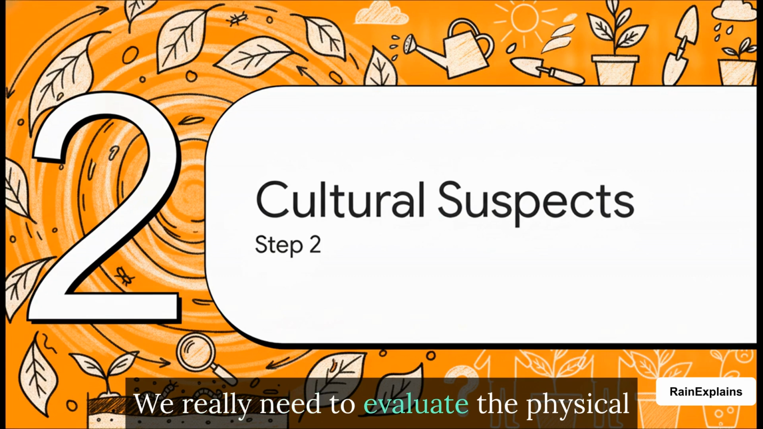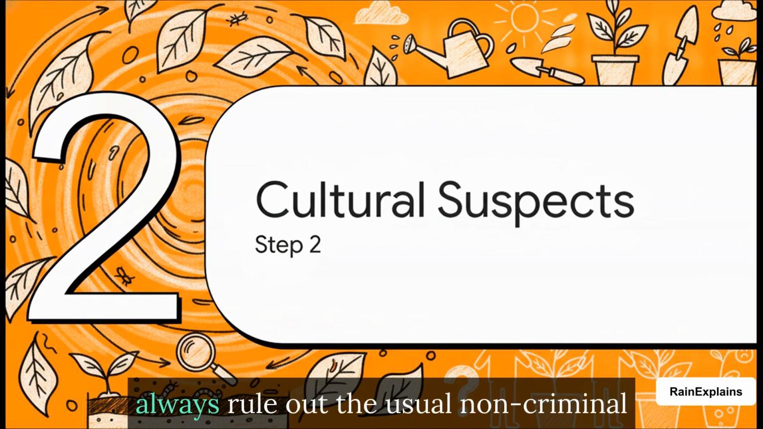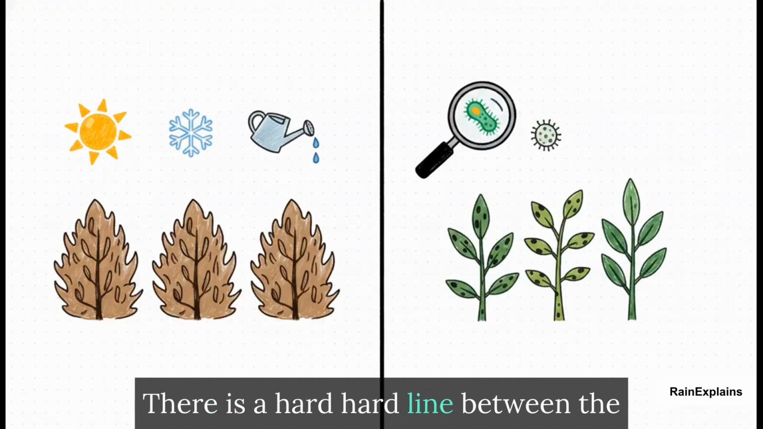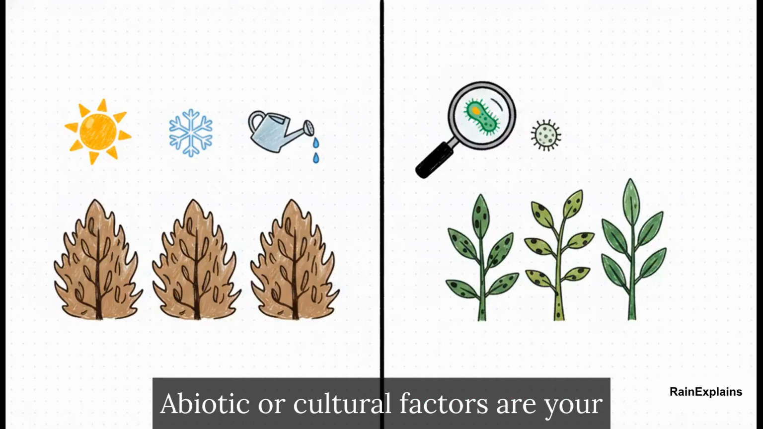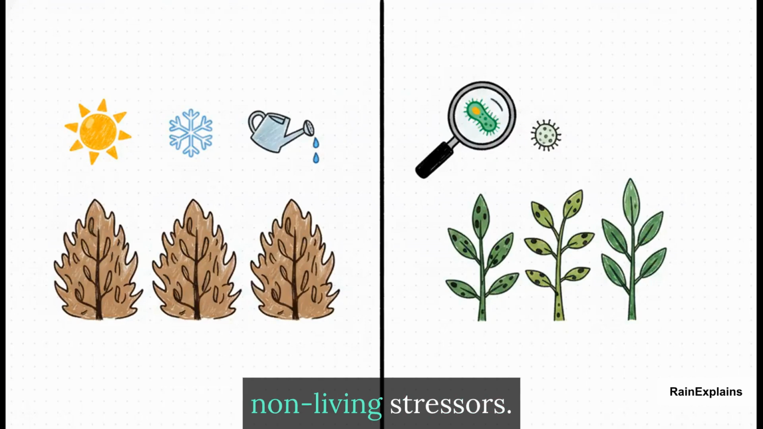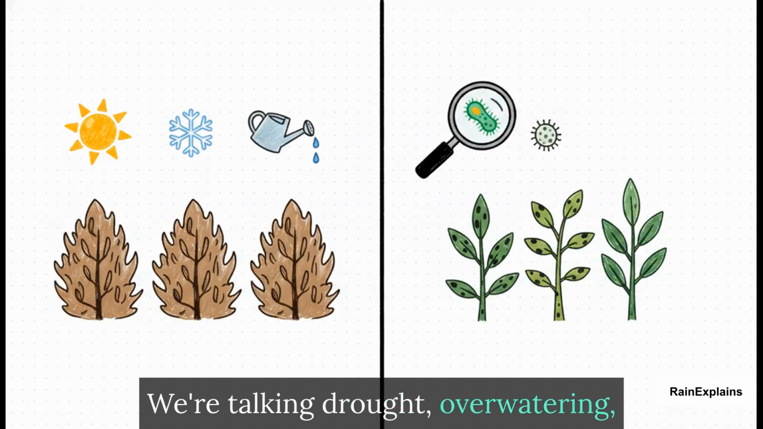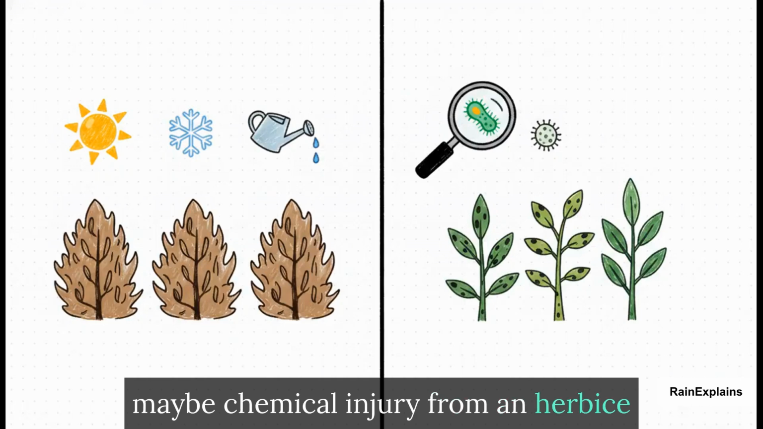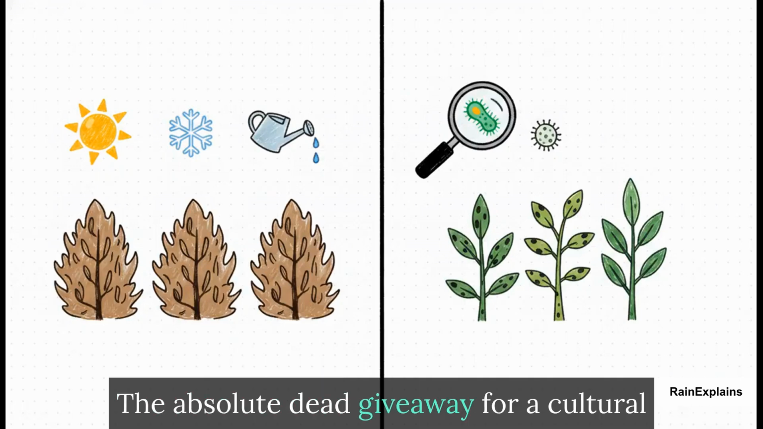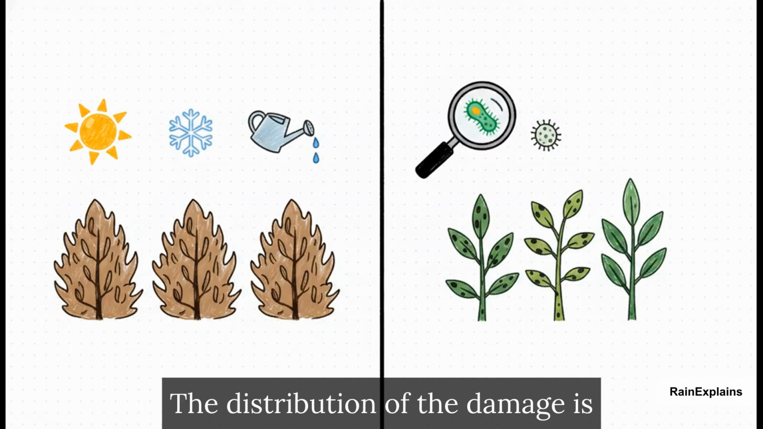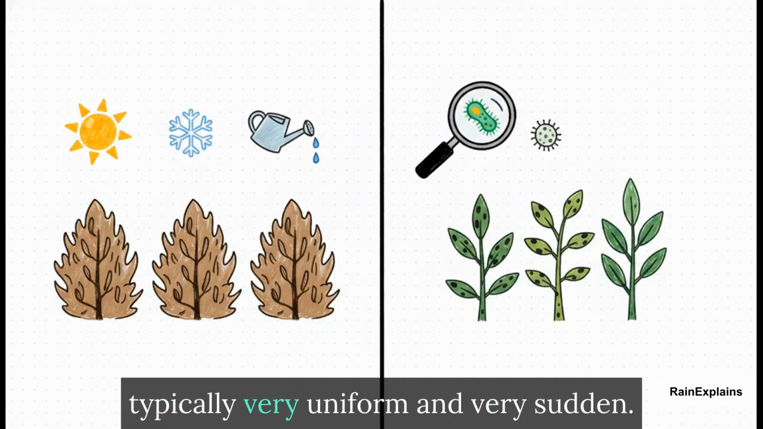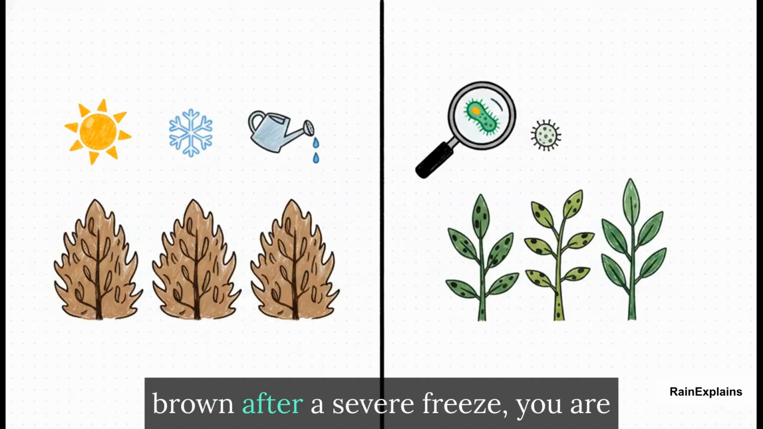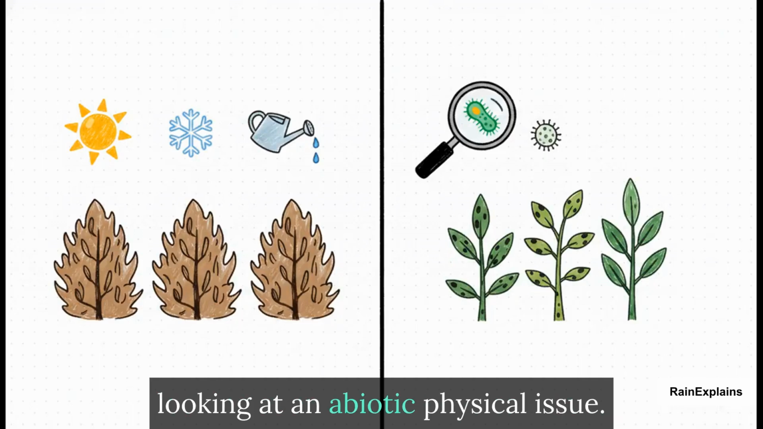We really need to evaluate the physical environment here because we must always rule out the usual non-criminal suspects first. There is a hard line between the living and the non-living. Abiotic or cultural factors are your non-living stressors. We're talking drought, overwatering, terrible soil drainage, a sudden frost, or maybe chemical injury from an herbicide drift. The absolute dead giveaway for a cultural issue is the pattern. The distribution of the damage is typically very uniform and very sudden.